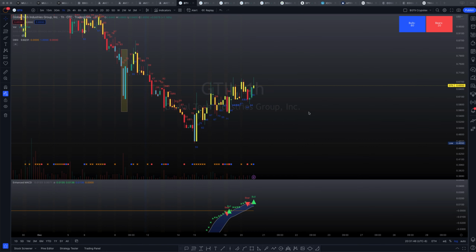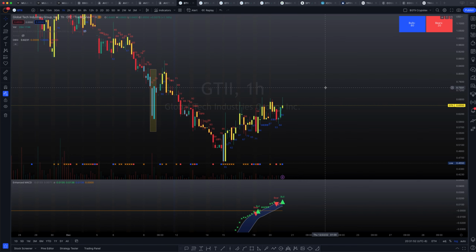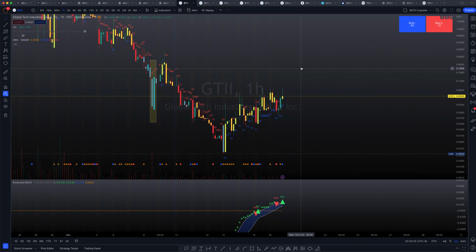With that said, let's go ahead and dive right into the charts. All right, so we are looking at GTii on the hourly chart here, and we're going to start off the immediate short-term time frame analysis with the ARC-Series Crypstex indicators. So the first one we're going to be looking at is actually the DBSI.